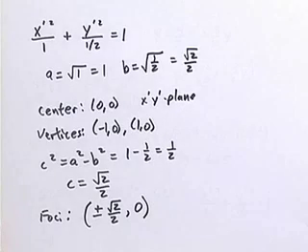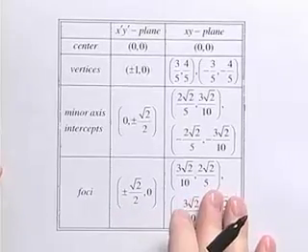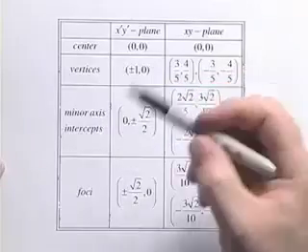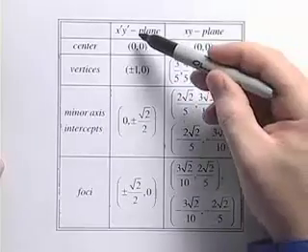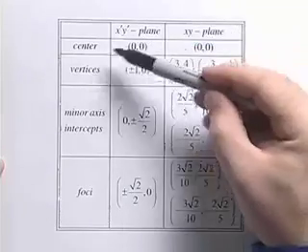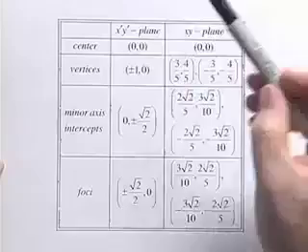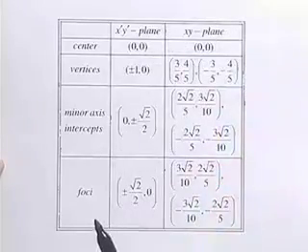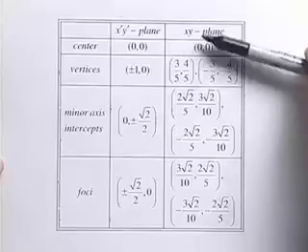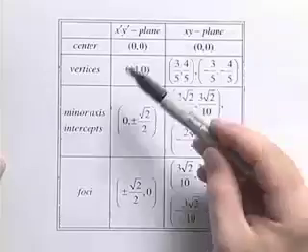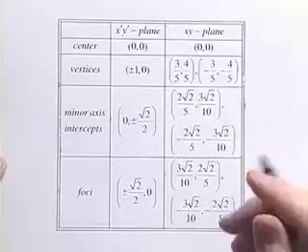We can summarize all the information that we've obtained at this point in a table. Here we have the center, vertices, minor axis intercepts, and the foci. We've got our x prime, y prime plane, and then the xy plane. So our center is at 0, 0 in both cases. You can see how the vertices are different, the intercepts are different, and the foci are different. We've rotated from the xy plane to the x prime, y prime plane. We're going to use this information to sketch a graph now.